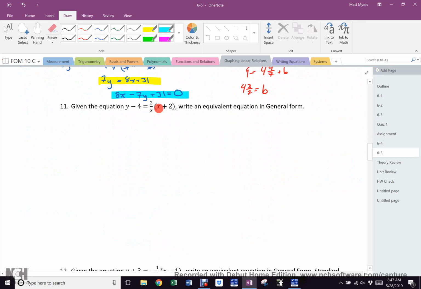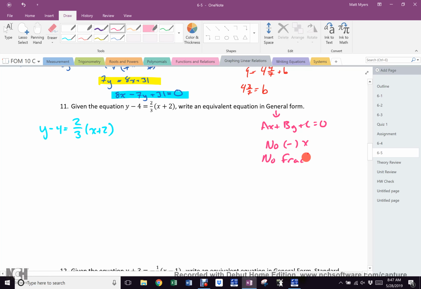What form is this guy in? What form is number 11 in? Point slope. Y minus 4 equals 2/3 x plus 2. I want general form. What's general form? What do I need in general form? What am I not allowed to have? No negative x. What else? No fractions. What else? What do you see in point slope form that you don't see in general form?